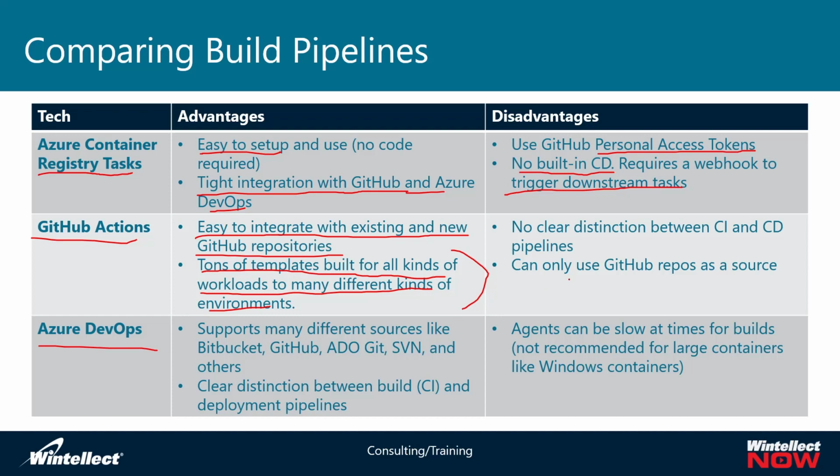The basic downside of this, there's no clear distinction between CI and CD in GitHub Actions. You can easily mix and match them in the same pipeline, which generally is not a good thing to do. You want your builds separate from your deployments. GitHub Actions doesn't give you a distinction between those, so you can really get wrapped around the axle with that. And it's really limited to just GitHub, so it doesn't allow you to integrate with other repositories.